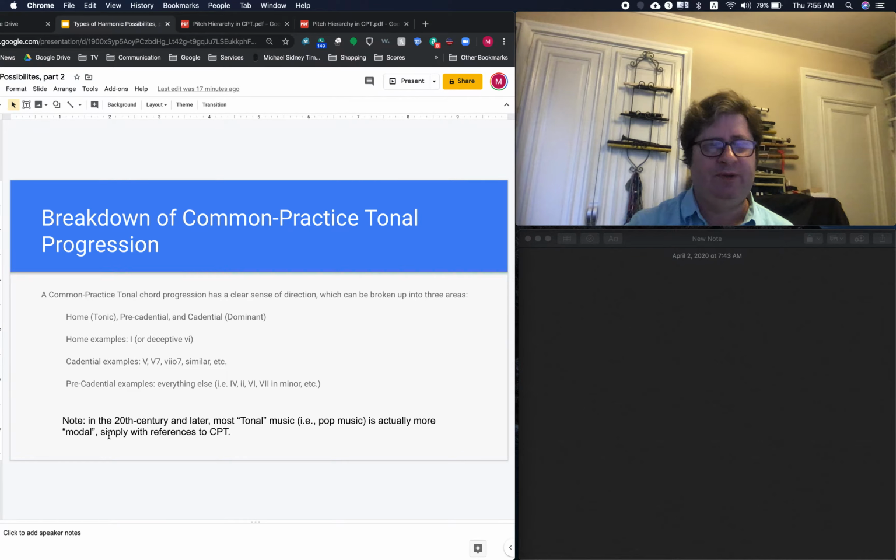Note, in the 20th century or later, most things that we call tonal music, like pop music or jazz, is actually more modal music with simply references to common practice tonality. So they might have some references to common practice tonality, but it's not that important that you follow the rules. So we'll talk more about this. Let's keep going.